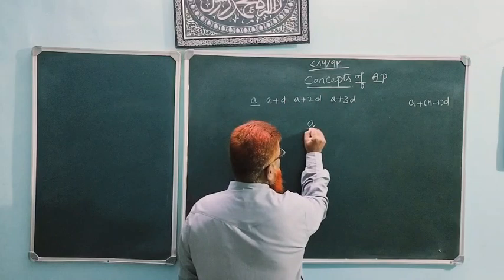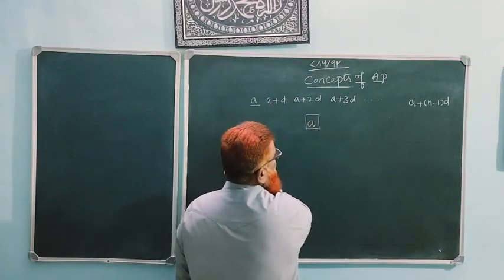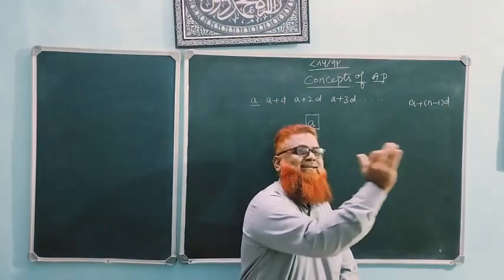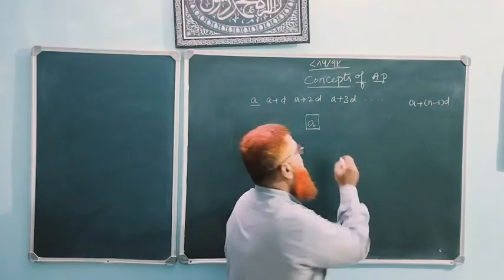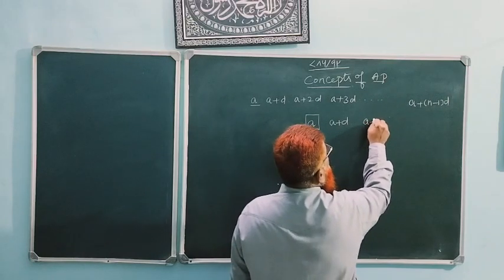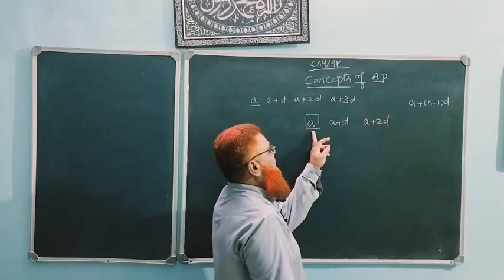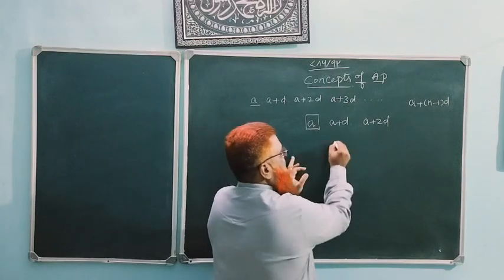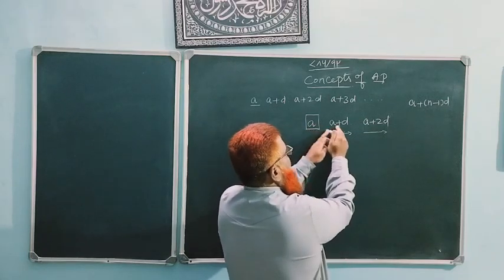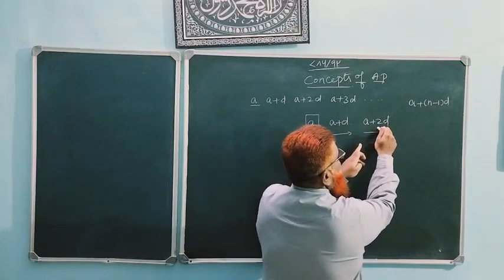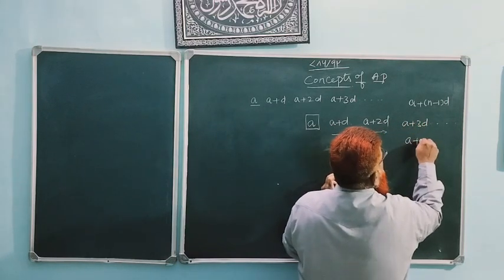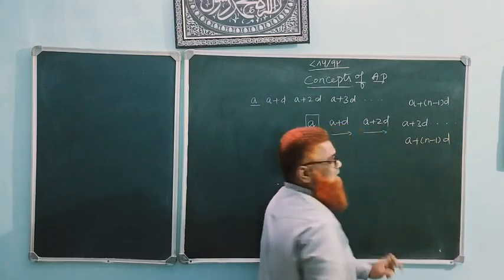This is the middle term. A is the middle term, and A represents all the plus D on its right side. First one is A plus D, the next is A plus 2D. Again plus D, A plus 3D, and so on, up to A plus n minus 1 into D.